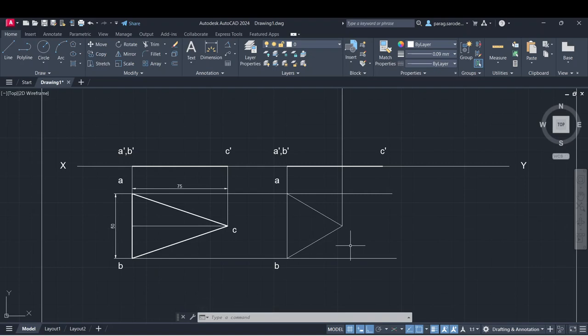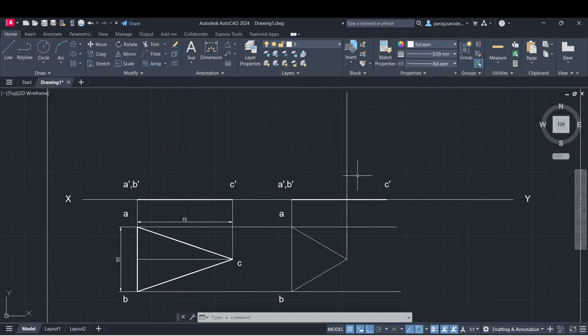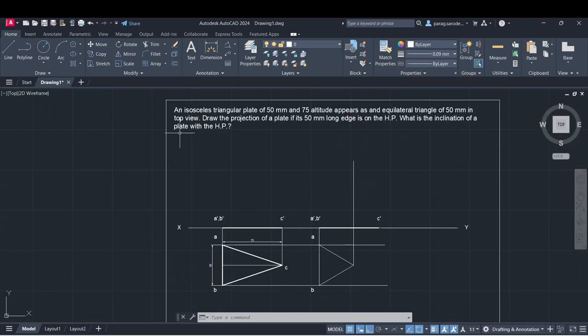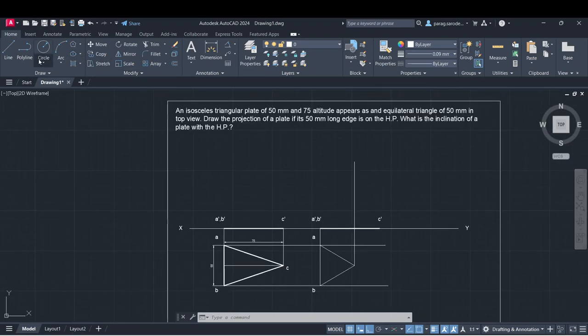Now, what is the next thing? We need to find out. We got the top view, but we have still not got the inclination which is made by this plane with respect to the horizontal plane. So what can we do? We can take a circle having A dash, B dash as the center and C dash as an end point, which is nothing but a radius. Okay, getting this? Hello? Yes, sir.